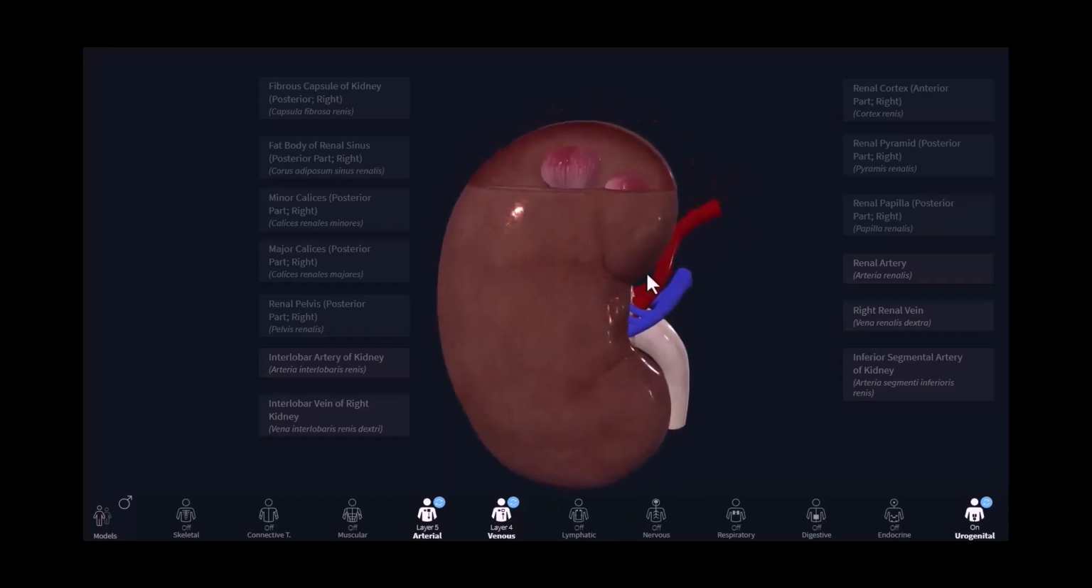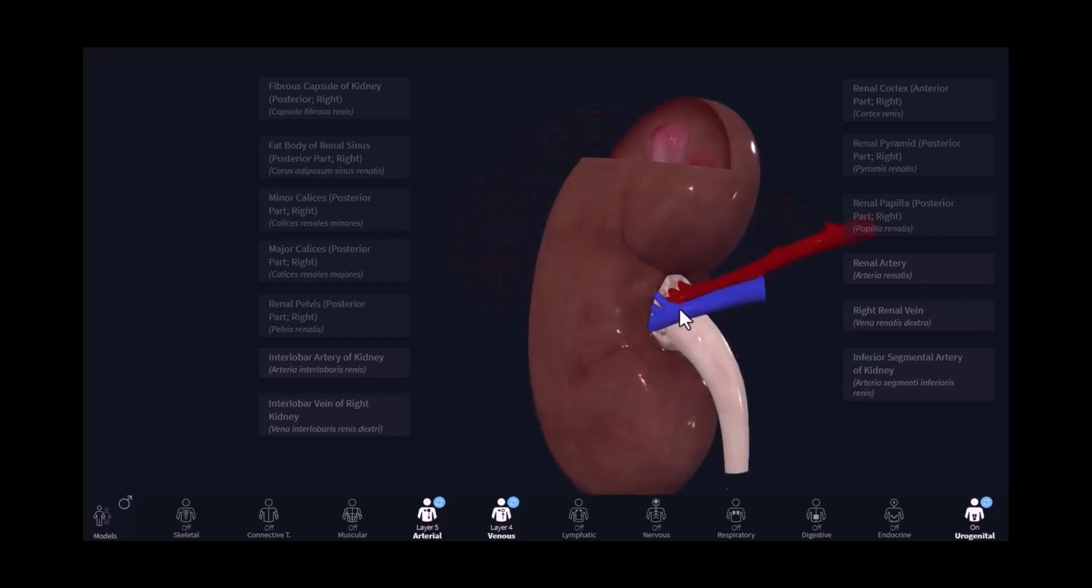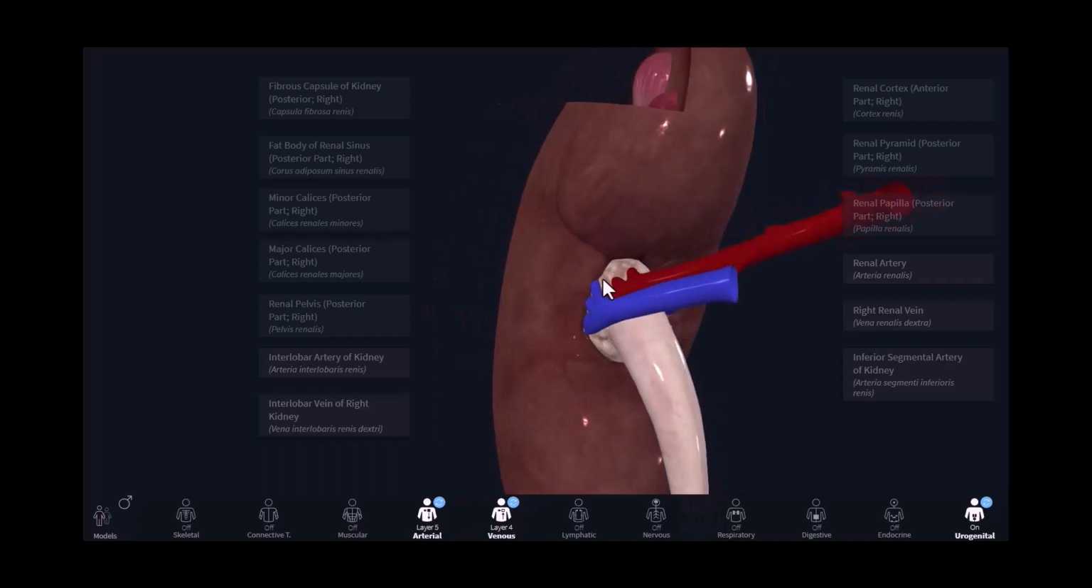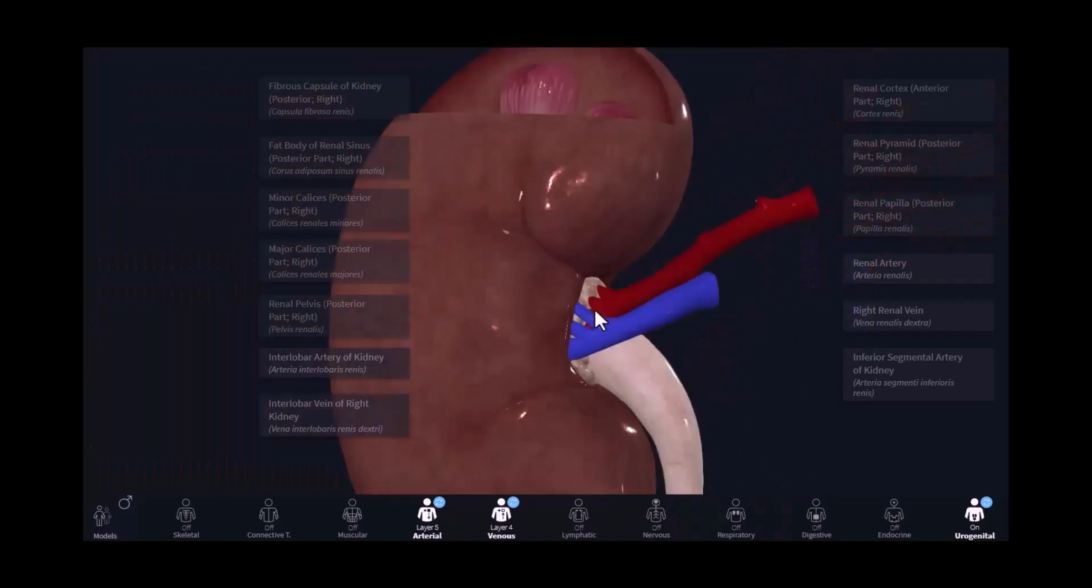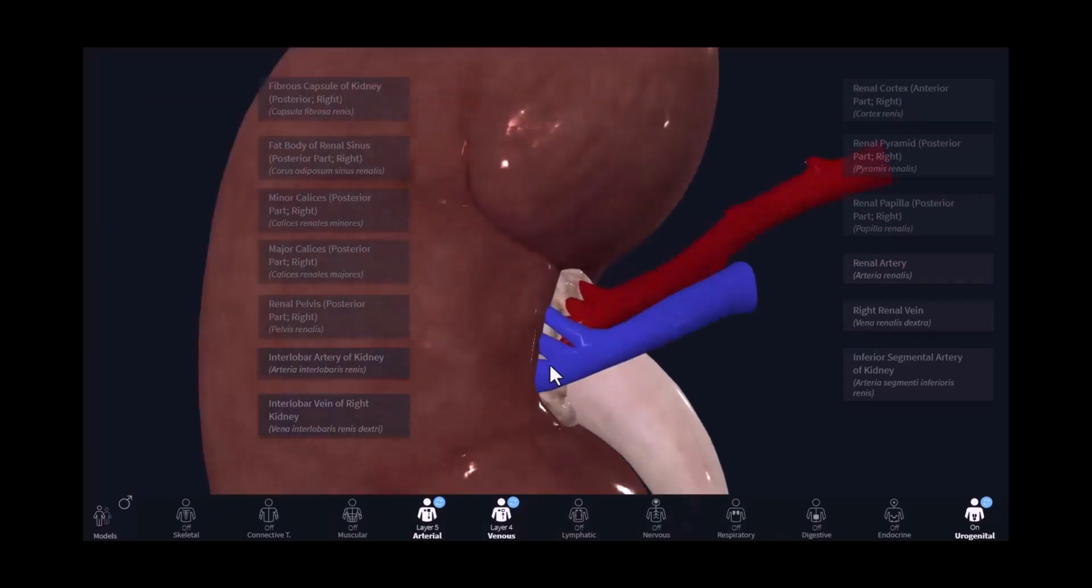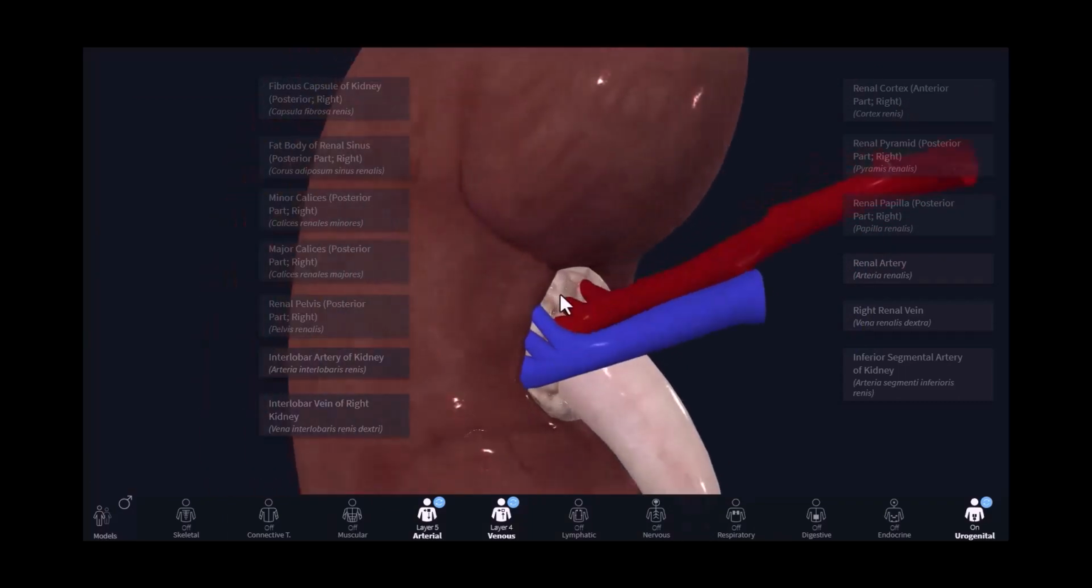On the right side of this kidney, we have a junction, and this junction is called the hilum. It's very similar to the pulmonary system, in which the hilum is where the arteries, the veins, and the nerves meet up and enter the kidney. So that portion is called the hilum, H-I-L-U-M.